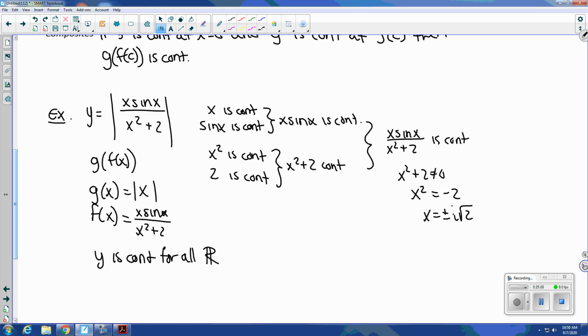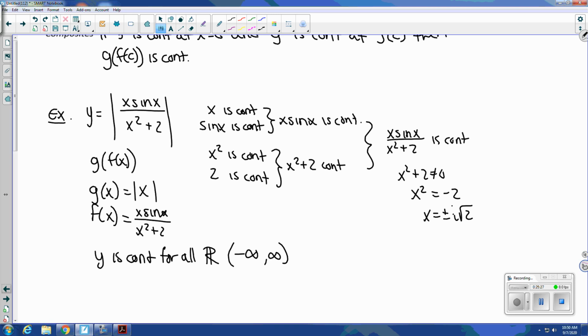So that's just breaking it down piece by piece using those properties to determine that y is a continuous function across all real numbers, negative infinity to infinity. So that's how you can utilize those properties to your advantage. And that will conclude the video on continuity.